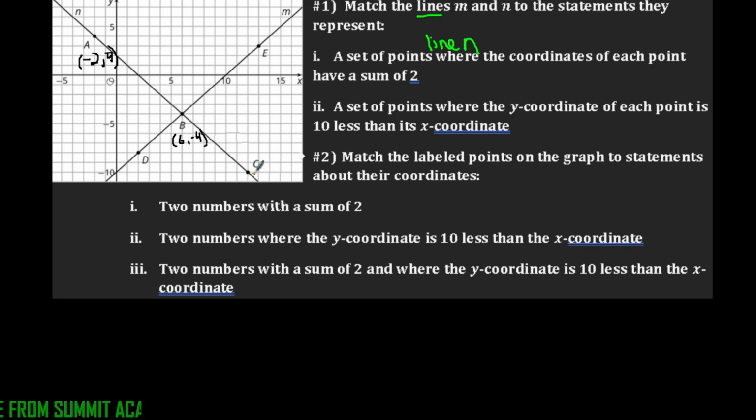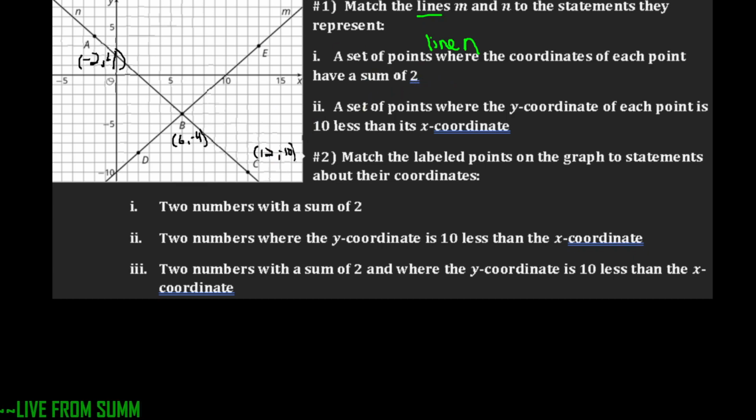And this point is 12, -10. So this is 12, -10. Notice how when I add the sum of those numbers together, let me change this one a little bit better. So this is 4, like that. When I add the sum of those two numbers, the sum is 2. So make sure you're just using those points.